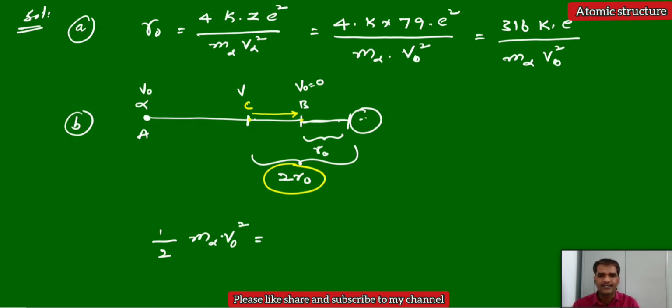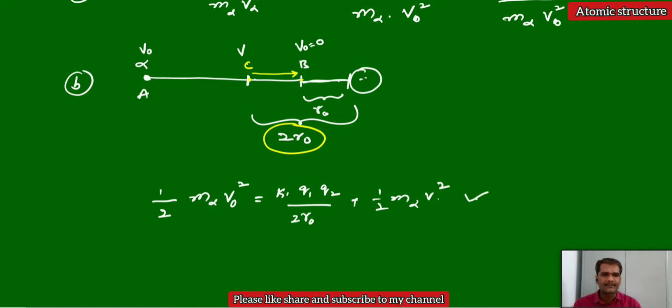So we can write, according to the same derivation, that the total energy of the system should be conserved. Here the potential energy is 0 at point A, but the kinetic energy (1/2) m alpha V naught square is equal to the potential energy, that is K Q1 Q2 by R naught, here 2 R naught, the distance of closest approach, plus the kinetic energy (1/2) m alpha V square, where V is the velocity we have to calculate.